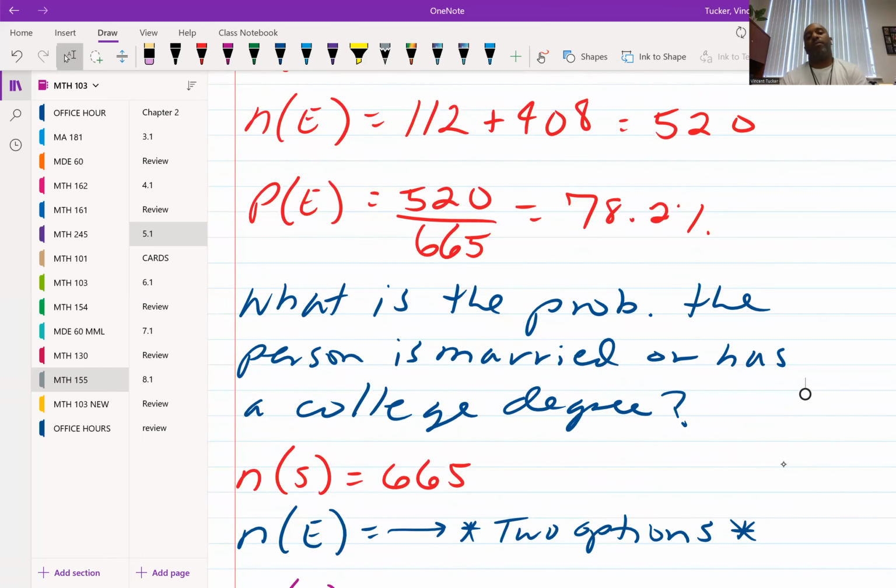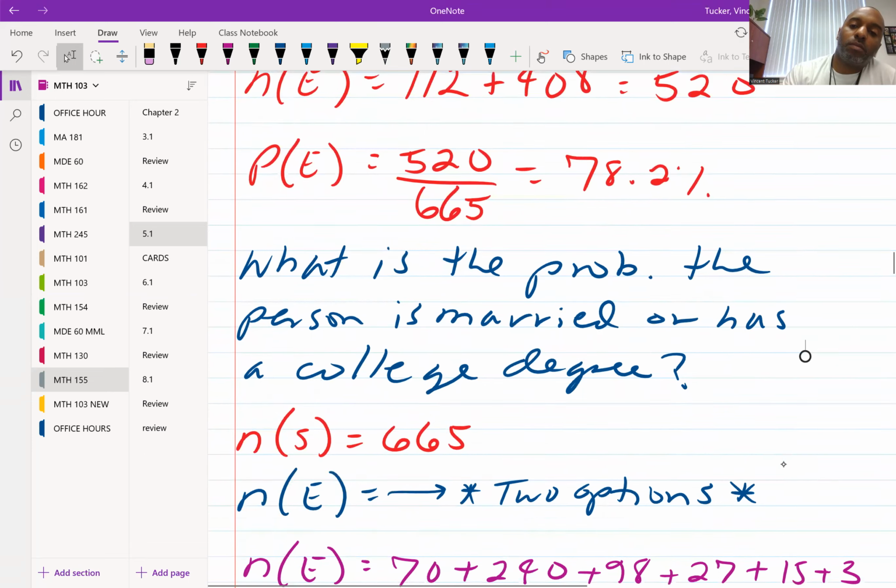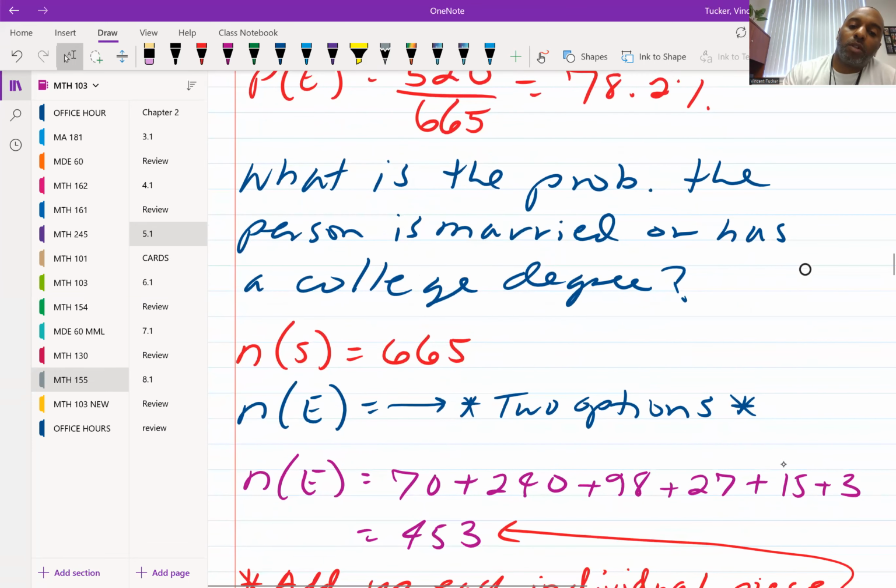So next one, what is the probability the person is married or has a college degree? So we know our sample space is 665. Now there's two different ways we can go about doing it. That's why it says two options here.